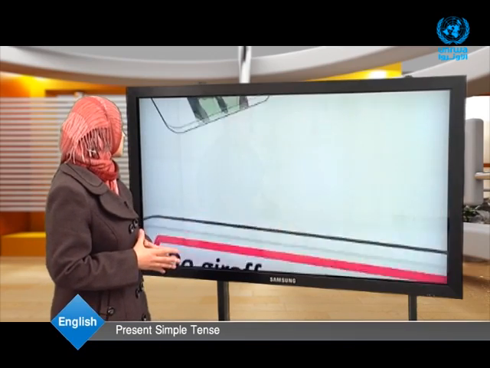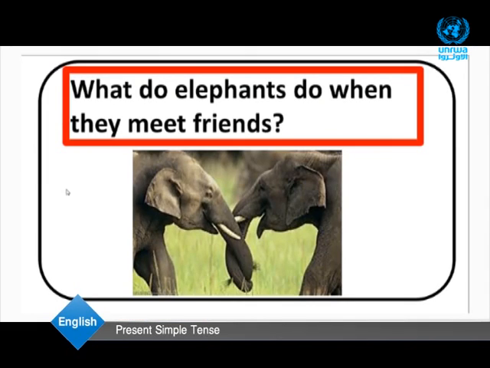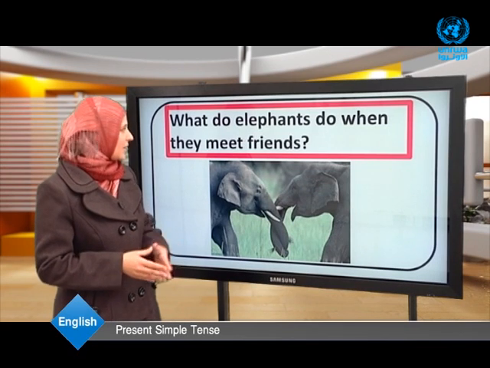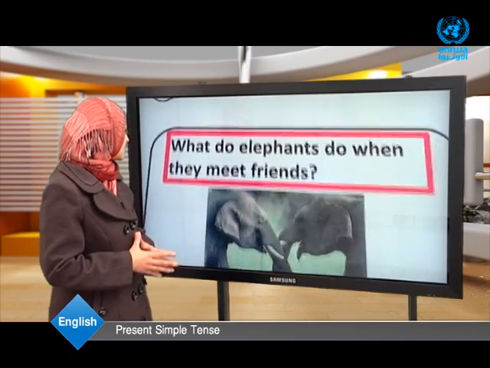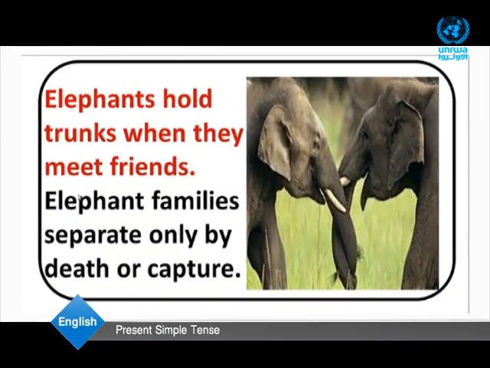Once again, another question. What do elephants do when they meet friends? Let's go back to the text. Elephants hold trunks when they meet friends.